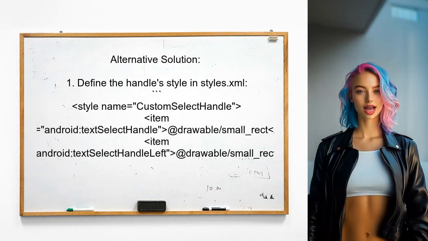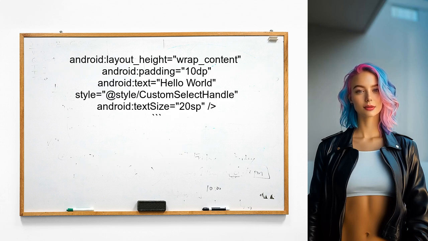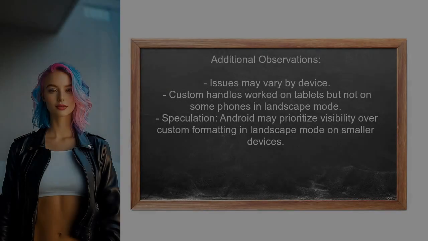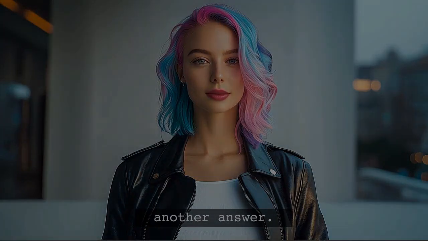An alternative approach suggests that you can define the EditText handle style directly in your styles.xml file. First, create a style named CustomSelectHandle, where you specify the drawable for the text select handle and its left and right anchors. Then, apply this style to your EditText by adding the style attribute. The user also notes that while they encountered issues with landscape mode on some devices, it worked fine on others, like tablets. They speculate that Android may handle editing differently in landscape mode on smaller devices, possibly to ensure the text field remains visible. Let's move forward and look at another answer.